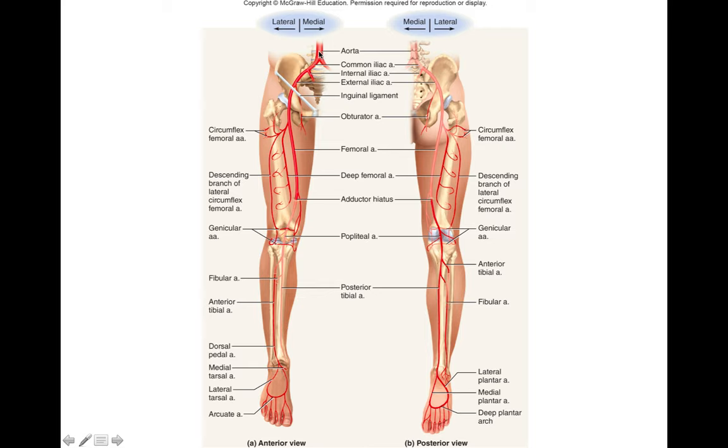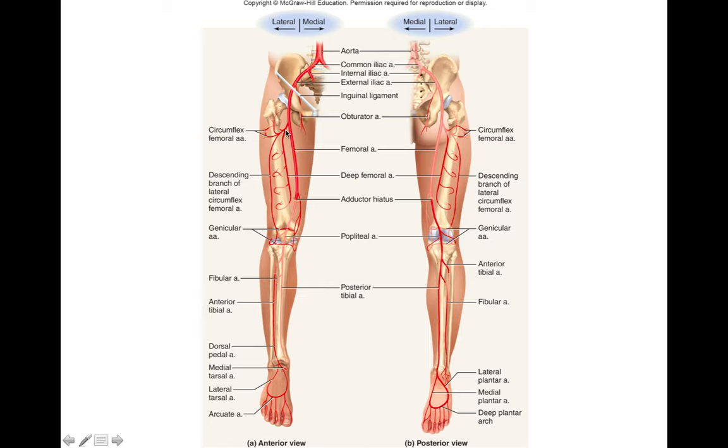Here's that bifurcation of the aorta where we just were, common iliac artery, and then you have your external and internal iliac arteries. The external iliac artery is going to continue down the leg, and as it comes along the femur, we're going to change its name to the femoral artery. So here's your right femoral artery.